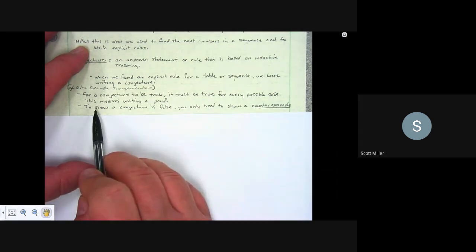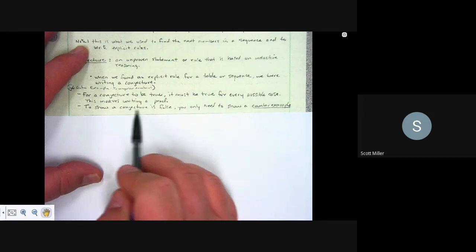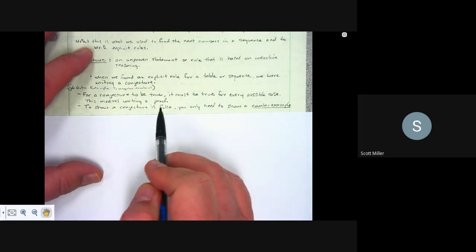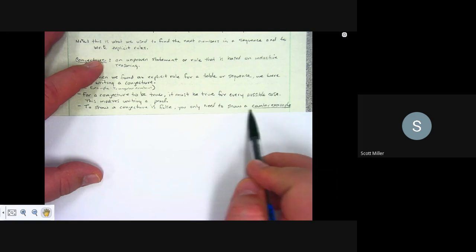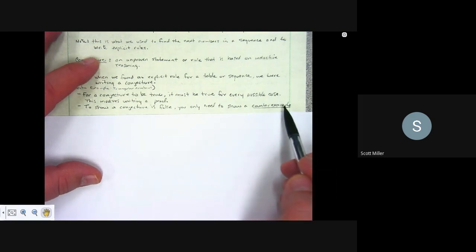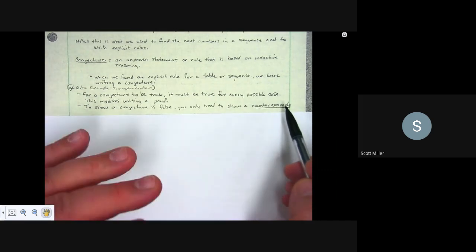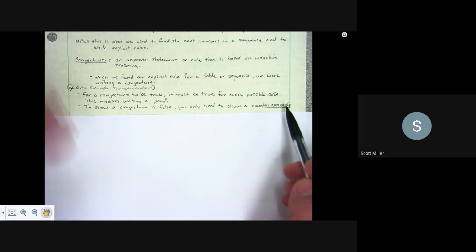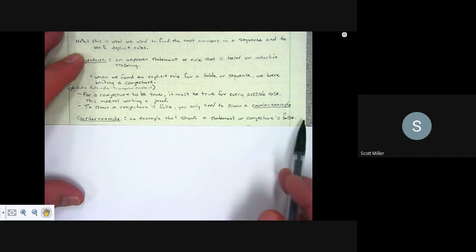But this is the key part right here. To show that a conjecture is false, you only need to show what's called a counterexample. I only need one time where it doesn't work, and then it doesn't work. You can't count it as being true. It may work for all 99 times, but if it doesn't work for that 100th time, it doesn't work. You cannot count it as a true conjecture. Okay, so a counterexample is an example that shows a statement or conjecture is false.